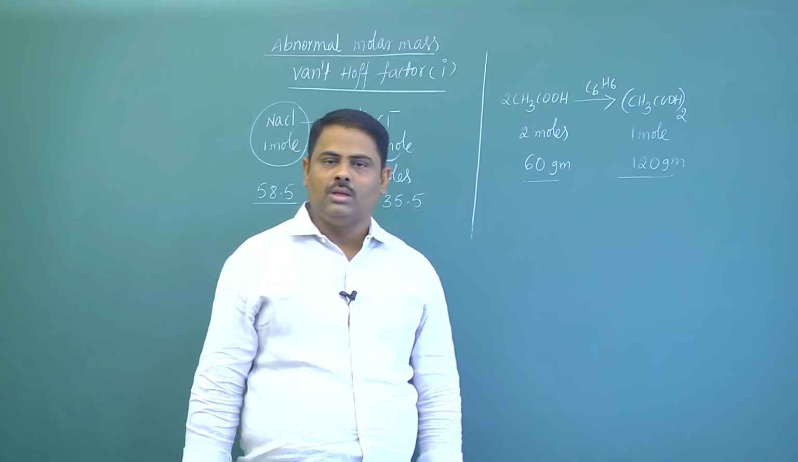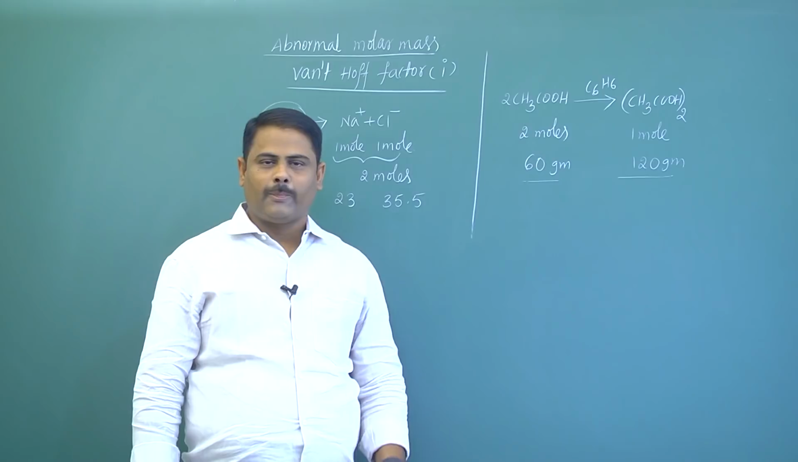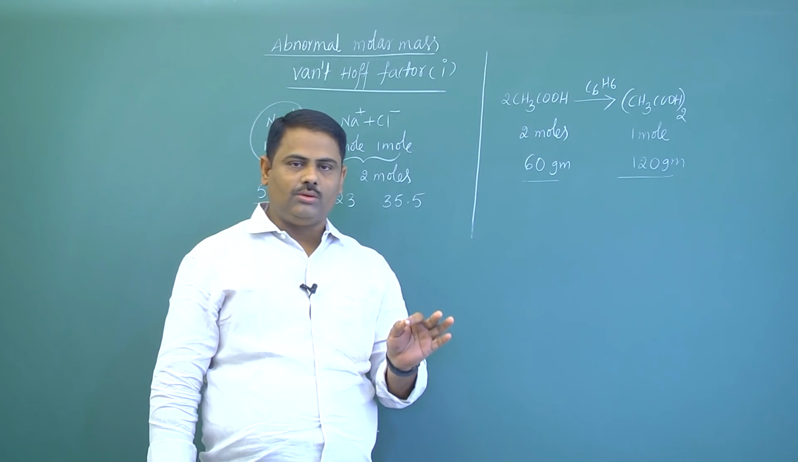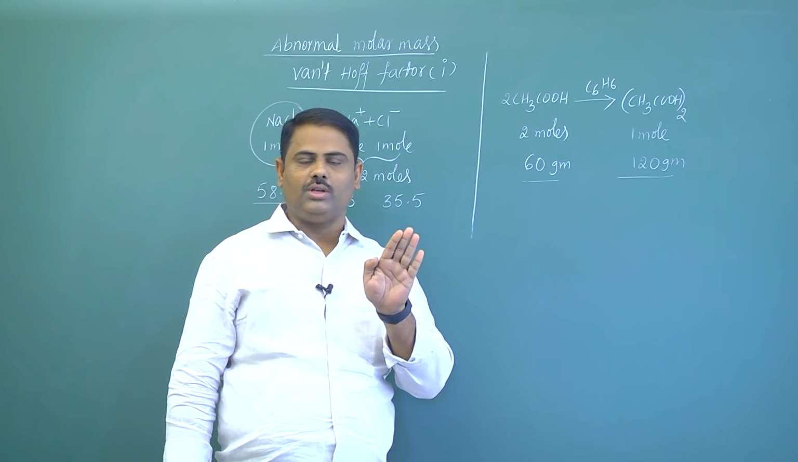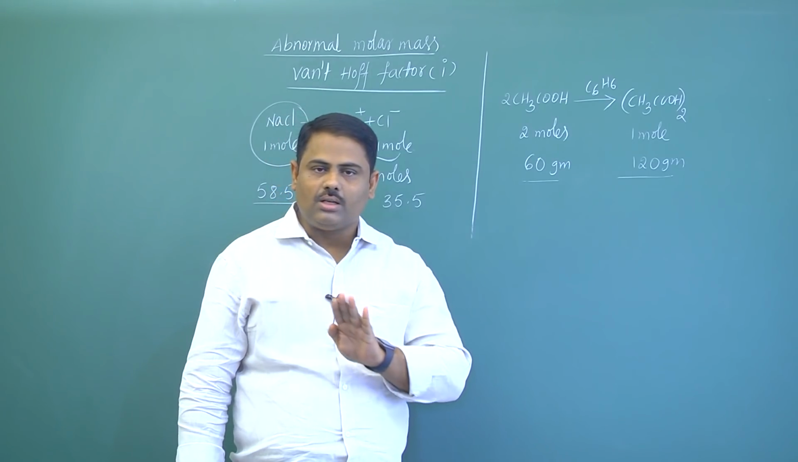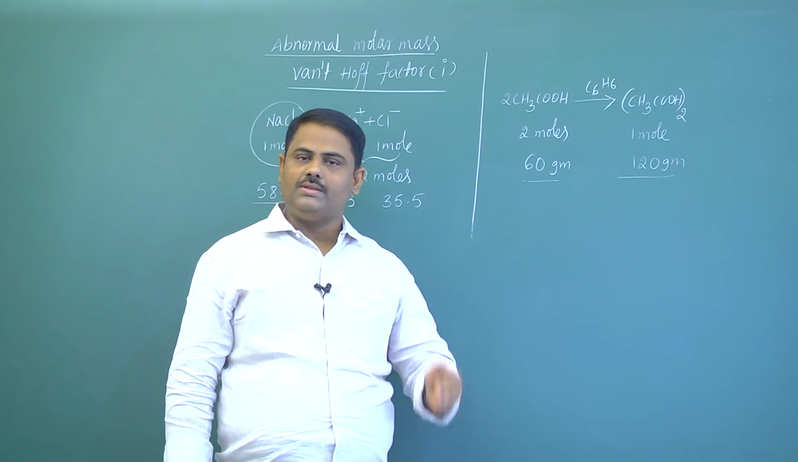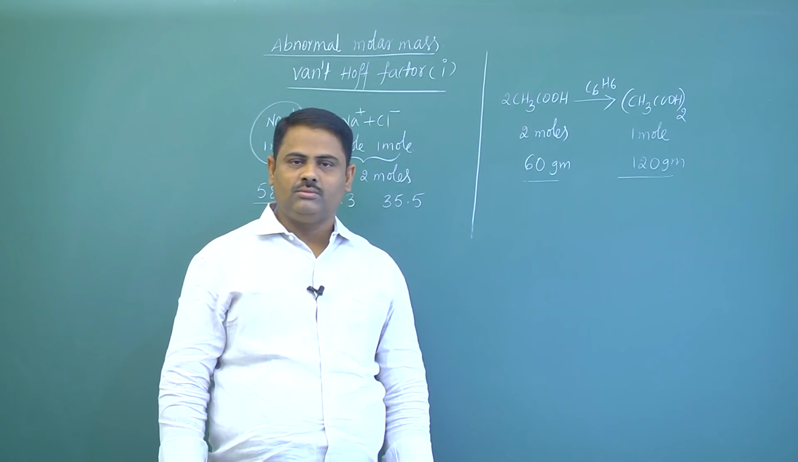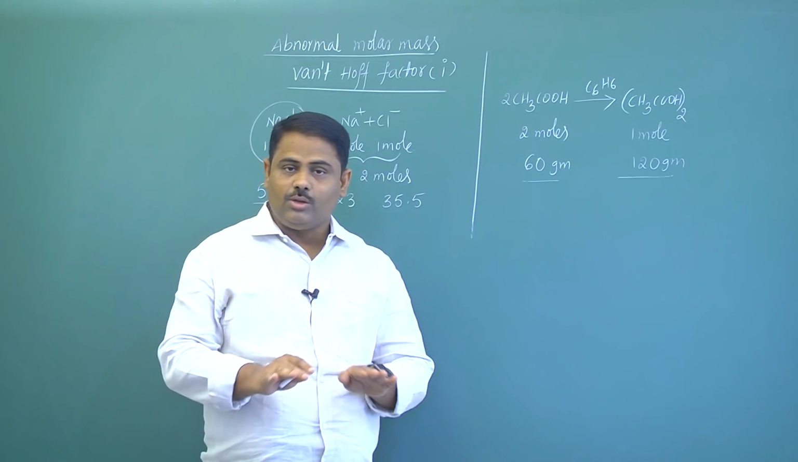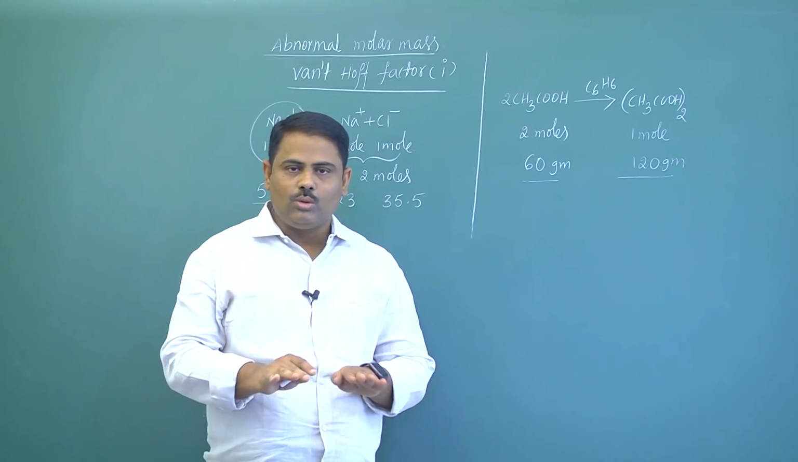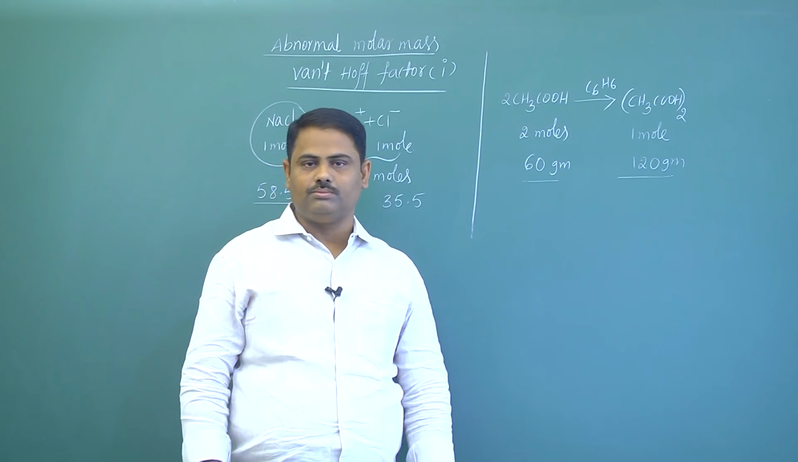So when we have to discuss this abnormal molar mass point, if any solute undergoes dissociation or association, then only we have to discuss this point, otherwise not required. For example, urea is added to water, there is no dissociation or association of urea, that is why no change in molar mass or no change in the number of molecules or number of particles also.